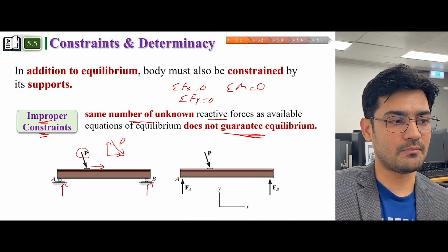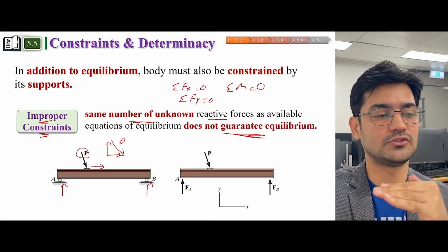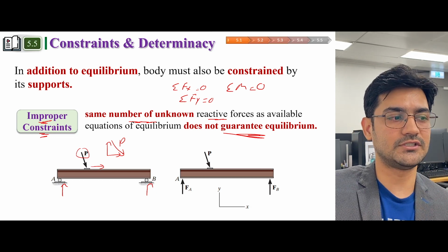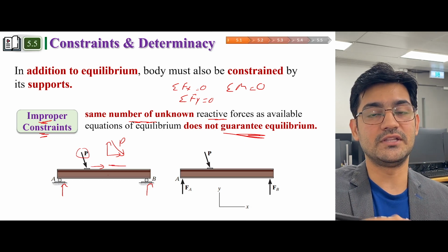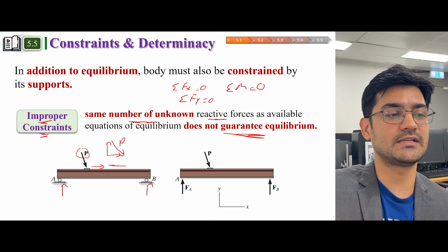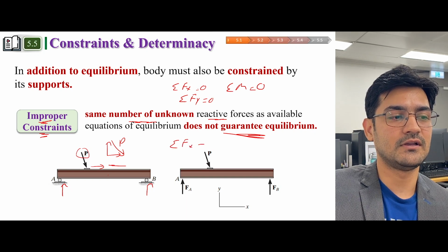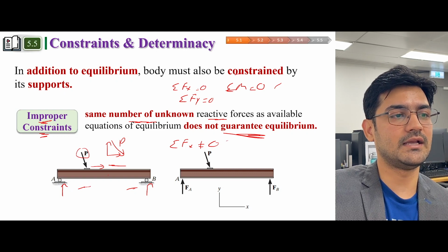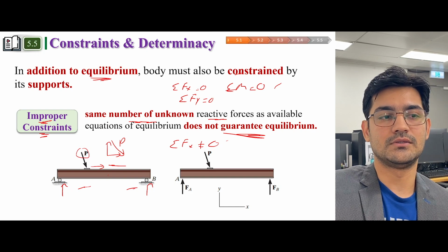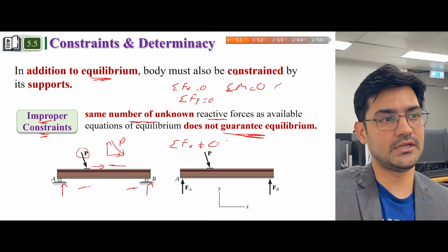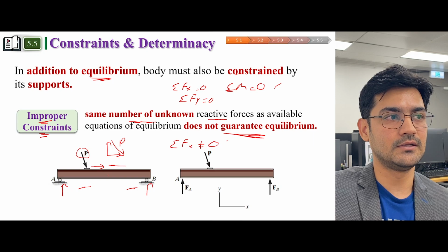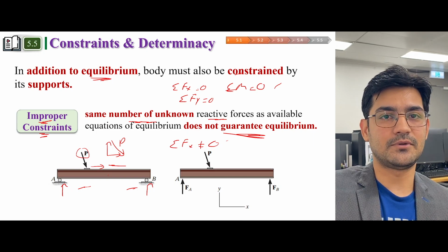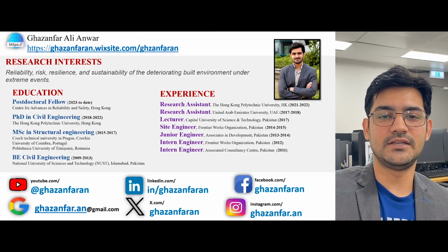Now this horizontal component will apply a force horizontally, but there is no reactive force which is going to resist this force. So this system will start moving. This system will experience acceleration. So in this case, summation of Fx is not equal to 0. Even if you have 3 equations of equilibrium and 3 unknowns, this system is not in equilibrium. So this is also something which needs to be kept in mind. So this is chapter 5, and see you in the next chapter.